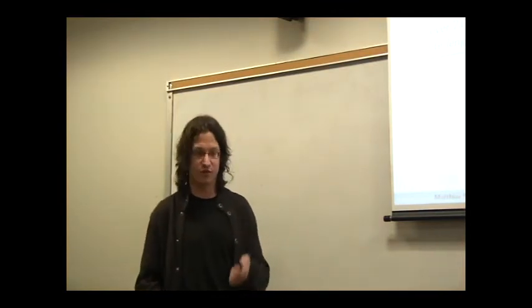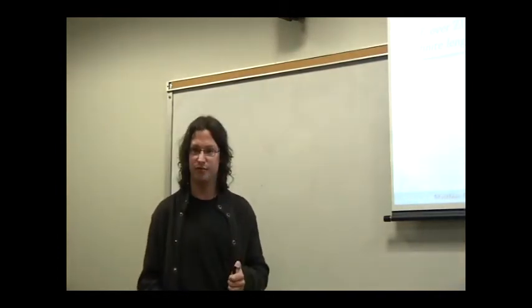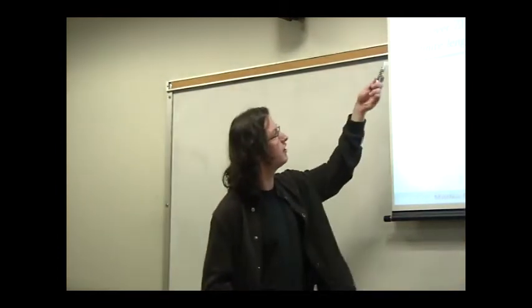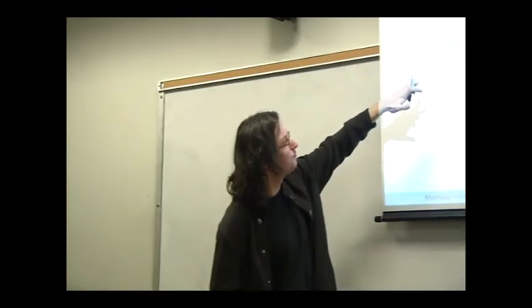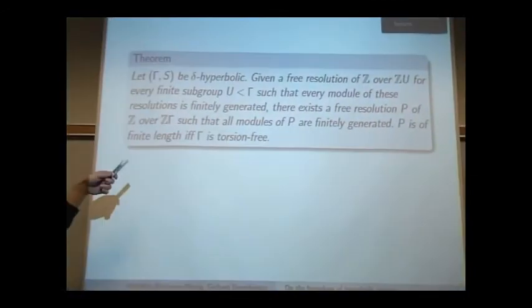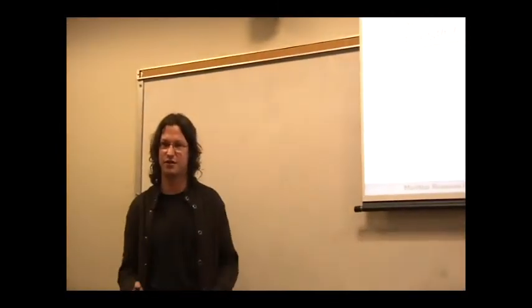And it turns out that in the torsion free case, we can actually calculate a free resolution of our group. As you see here, in the torsion free case, these U's are all trivial, we've got a free resolution P of Z over Z gamma. We wanted a projective one, we actually even get a free one, such that all modules are finitely generated. And if it's torsion free, the resolution is of finite length 2. So this is something we can calculate in a computer, because free modules are just matrices over the group rings.